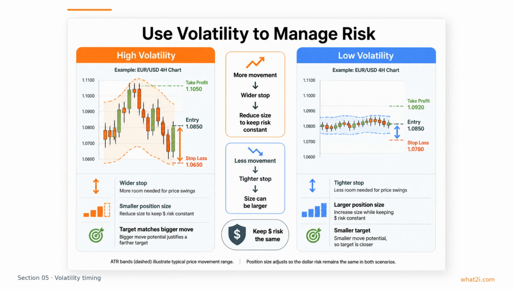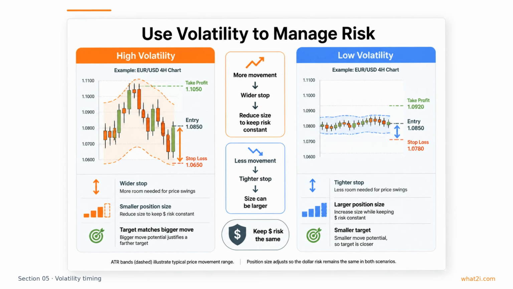Volatility is also a risk management tool, not just a trade filter. The same setup may require a wider stop in a fast market because normal price swings are larger. If the stop needs to be wider, position size usually has to be smaller to keep total dollar risk the same. In a quieter market, price may move less, so a tighter stop can make sense, and position size can sometimes be larger. Profit targets should also reflect expected movement, because aiming for a huge target in a low volatility session may be unrealistic. This is why copying the same stop and target into every session is a mistake. Good risk management adapts to how much the market is actually moving.